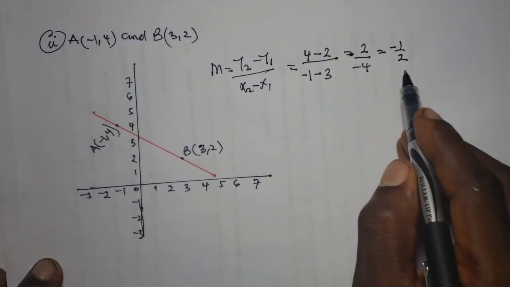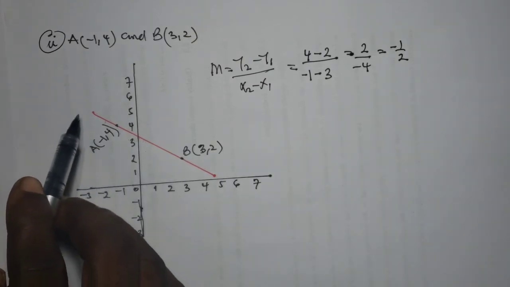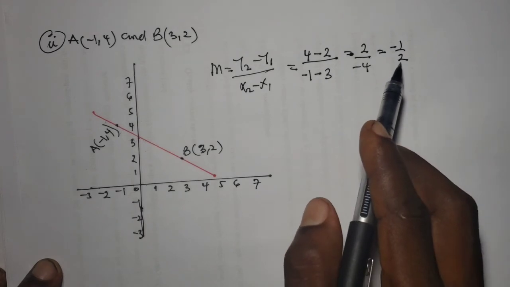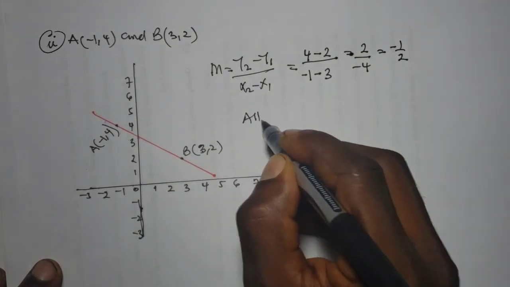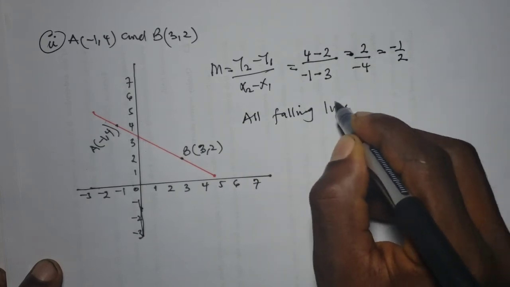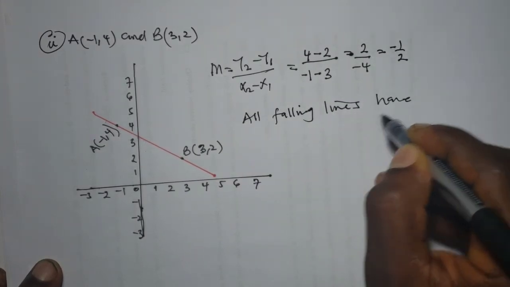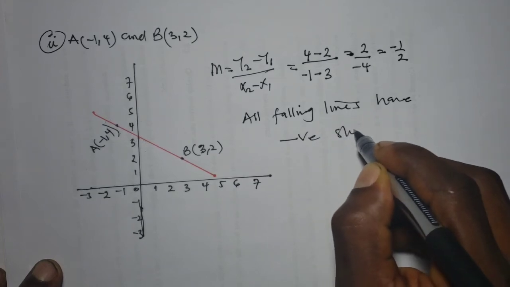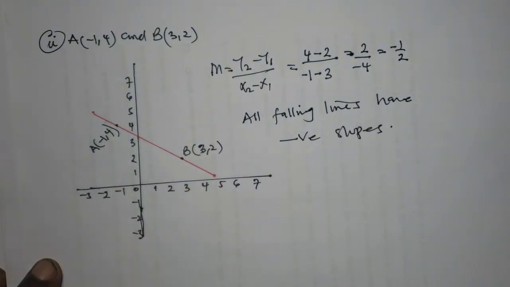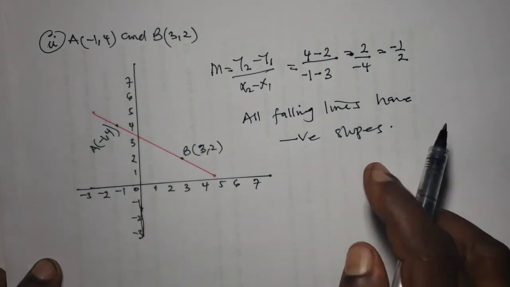The remark again I want to make here is that all falling lines have what? Negative slopes. So all falling lines have what? Negative what? Slopes. Whenever a line falls from left to right, that line must have a negative slope.